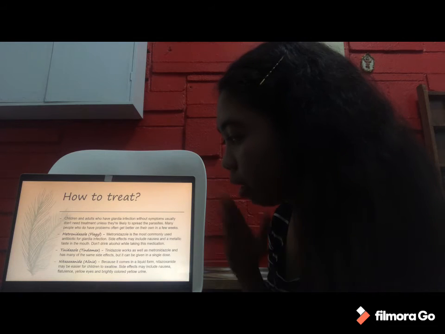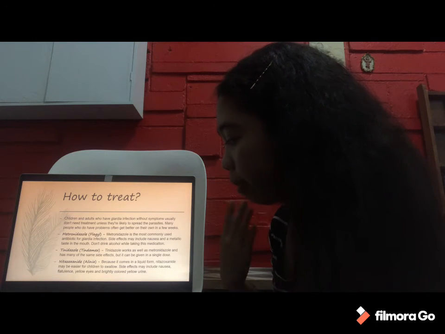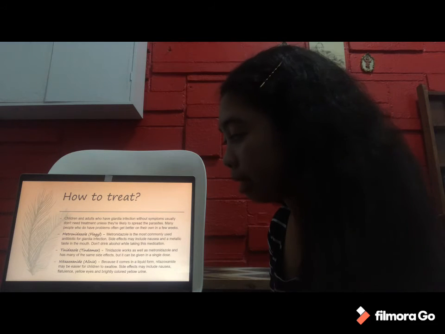And then Albendazole is similar to metronidazole and has many of the same side effects.